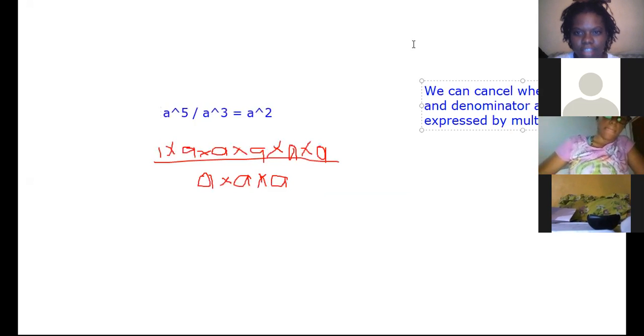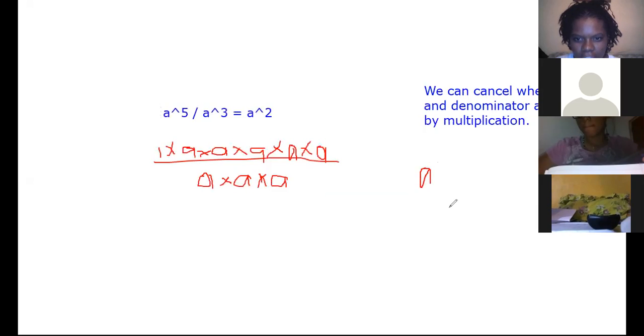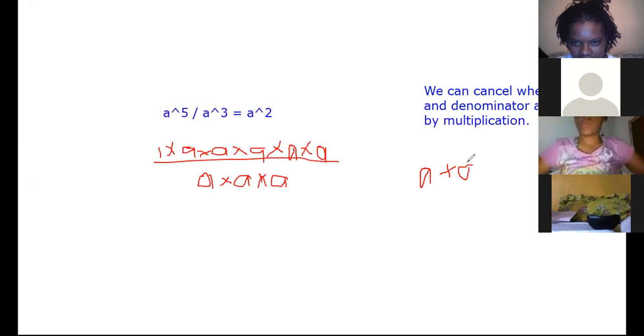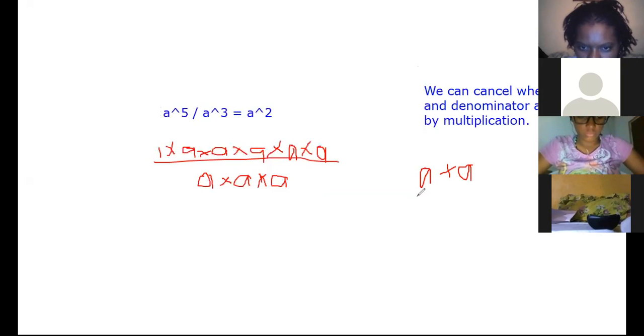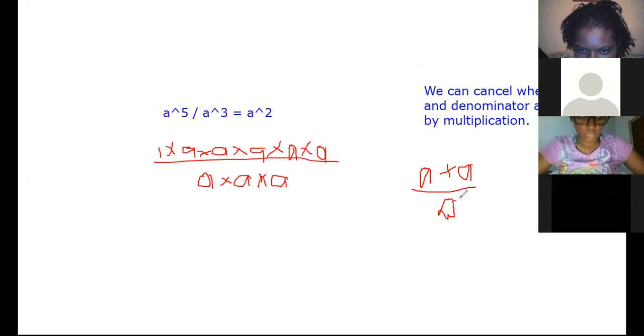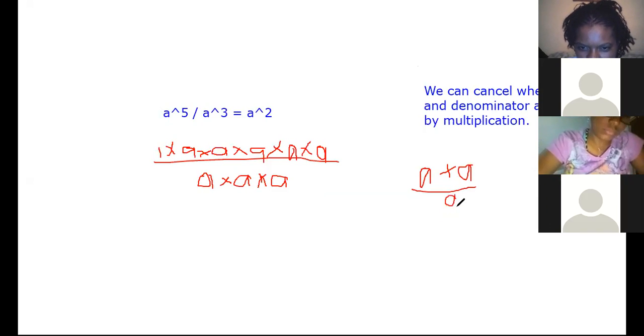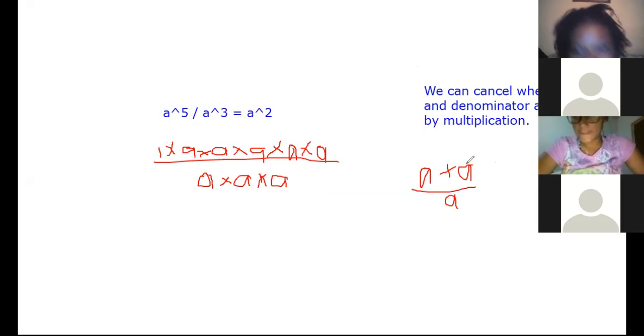So we cannot cancel, for example, A plus A over A. Now we can't cancel out this A with this A because the top is being expressed by addition. But we can make this be expressed by multiplication by saying A plus A is 2A. It becomes A to the second when we are multiplying.